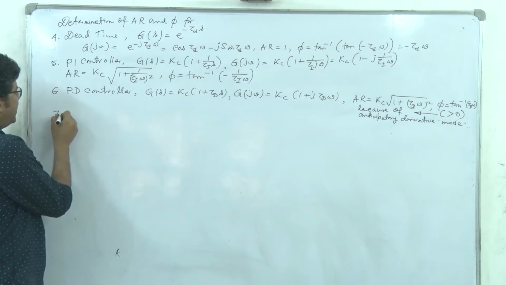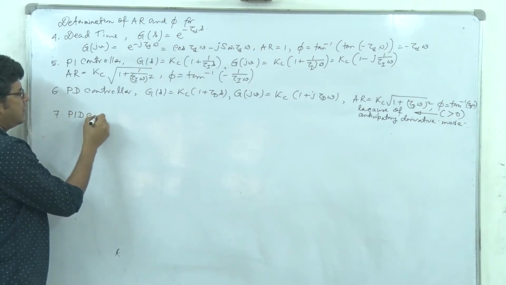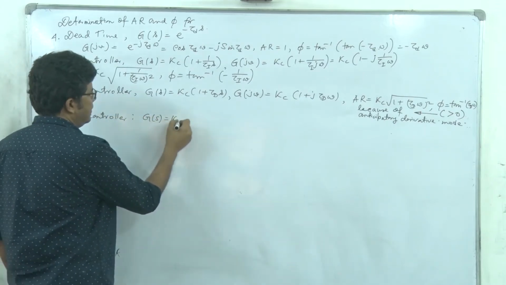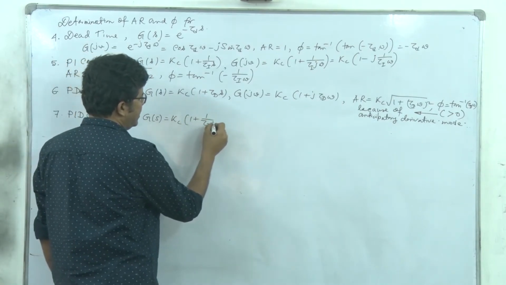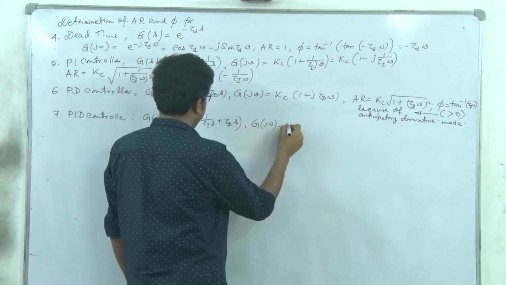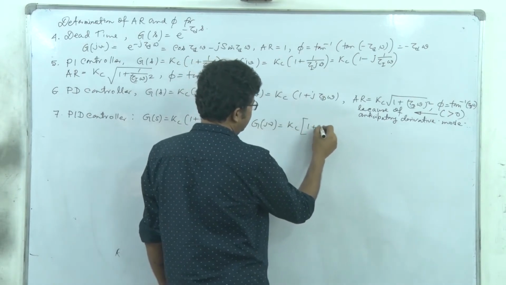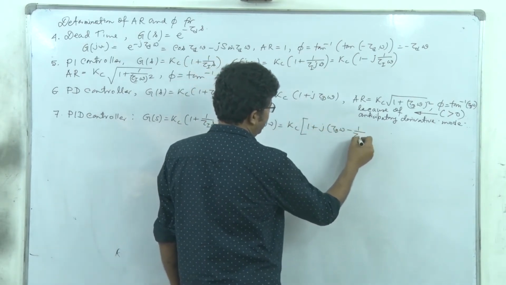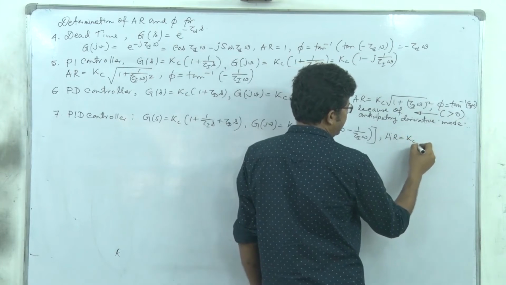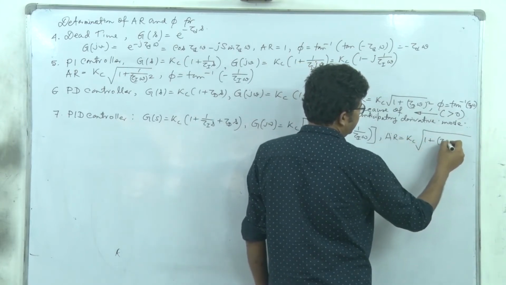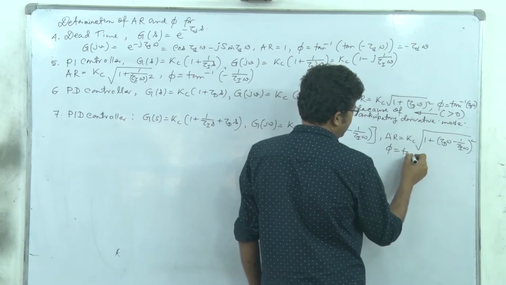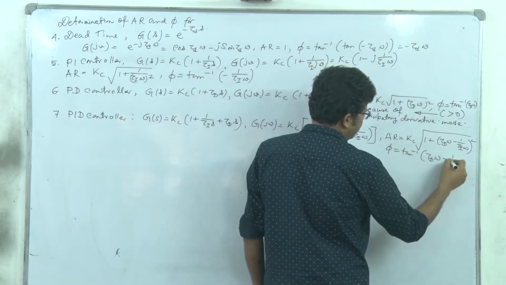Okay, so seventh, let's go for the PID controller. Here G(s) is equal to Kc times 1 plus 1 divided by tau I s plus tau d s. So G(j omega) is equal to Kc times 1 plus j times (tau d omega minus 1 by tau I omega). So the amplitude ratio becomes Kc times the square root of 1 plus (tau d omega minus 1 by tau I omega) squared, and phi is equal to tan inverse of (tau d omega minus 1 by tau I omega).